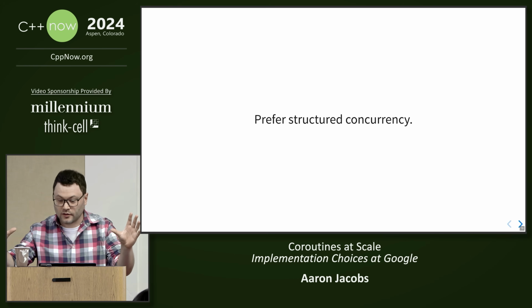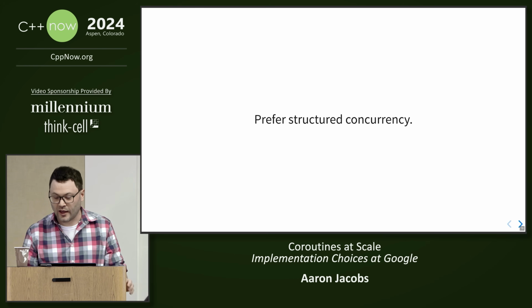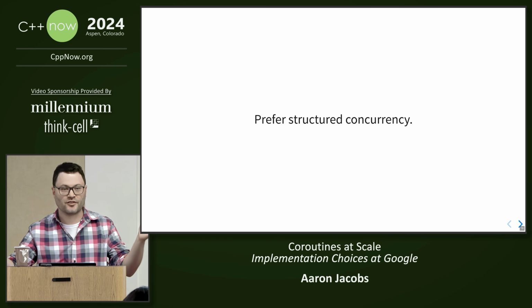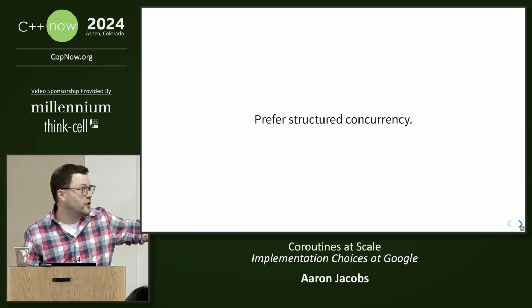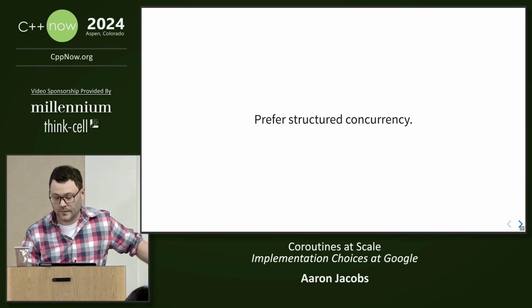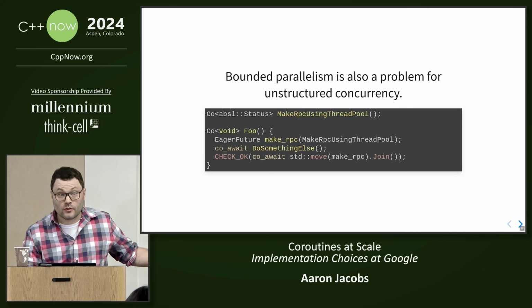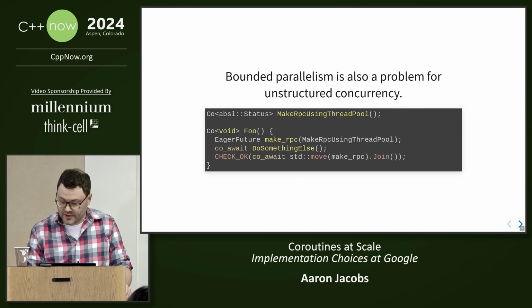Okay, but to be clear, until we do have async destructors, we can also just not use unstructured concurrency. We want to use structured concurrency wherever possible, because it totally avoids all of the problems I just mentioned. Here's another one of those problems with unstructured concurrency.